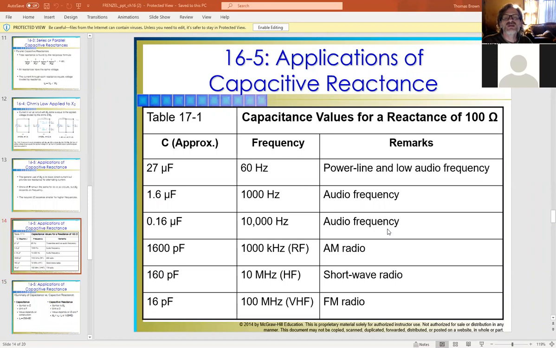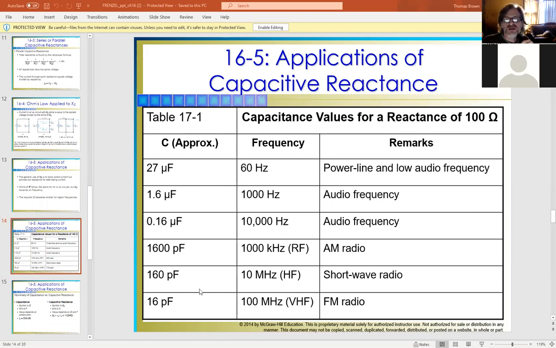And so we get a nice little table here. And these are very typical. You can see for power and low audio frequency that we have a fairly large capacitive value that would be used with this low frequency. So 27 microfarads is a pretty good sized capacitance. Compared to way down on the bottom here, if we look at an FM radio with 100 megahertz, it's got a 16 picofarad capacitor. So there's quite a big difference with that.